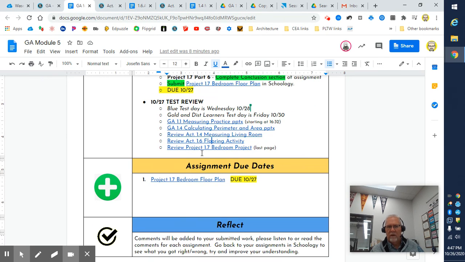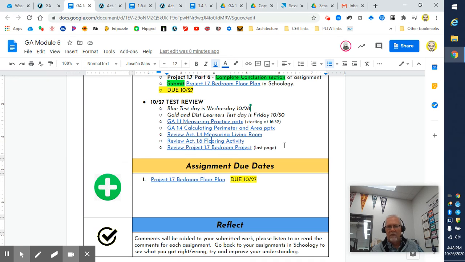And the last one, the last part of the project that we just finished up, 1.7, your bedroom project, that particular one was all about area and perimeter and calculations. If you can do all of these activities successfully, I think you're going to do fantastic on the quiz.